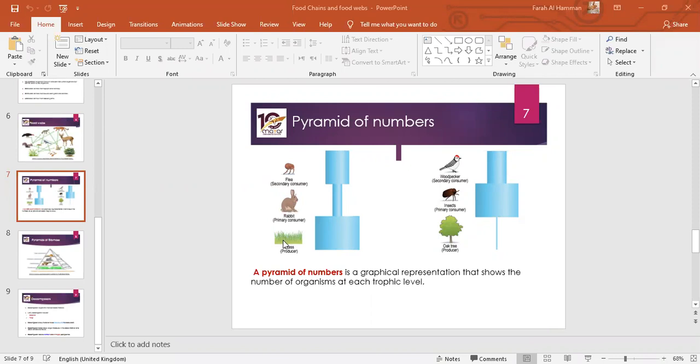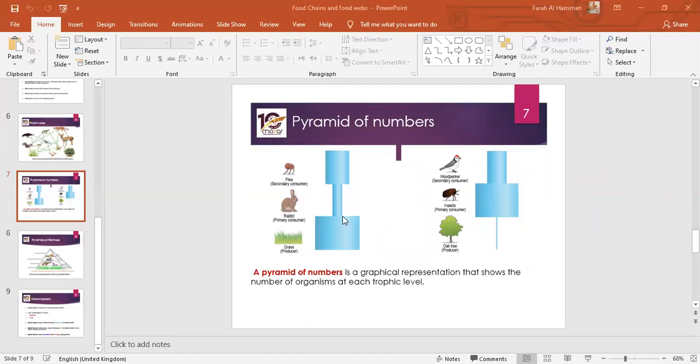rabbit will need to eat many pieces of grass. Each rabbit will not be only able to eat one piece of grass. So, when I draw the pyramid of numbers, which again is constructed to represent how many organisms are estimated to be at each trophic level, what I will do is the following. I will draw the block for grasses to be quite large, and the block for rabbits to be quite small. Why? Again, because the number of grasses will be a lot larger than the number of rabbits, because each rabbit will need to eat about 20 pieces of grass to feel full.